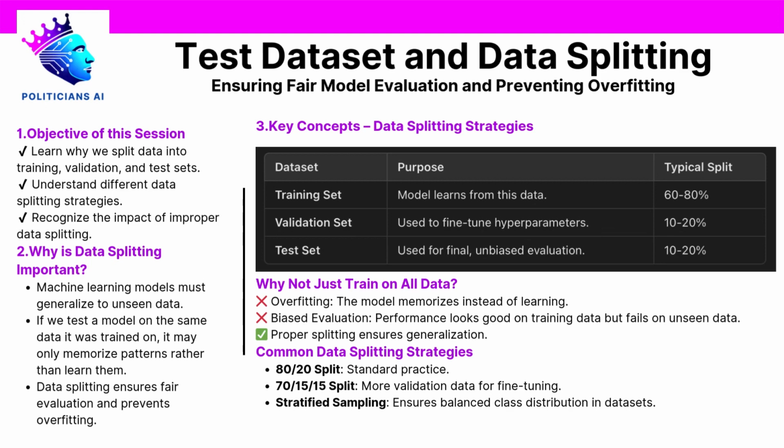Apart from standard splits, there are alternative techniques such as k-fold cross-validation. This method is particularly useful when working with small datasets. Instead of having a fixed validation set, k-fold cross-validation divides the data into multiple folds, training the model on different subsets while using the remaining portions for validation. This helps in obtaining a more robust performance estimate by averaging results across multiple iterations.